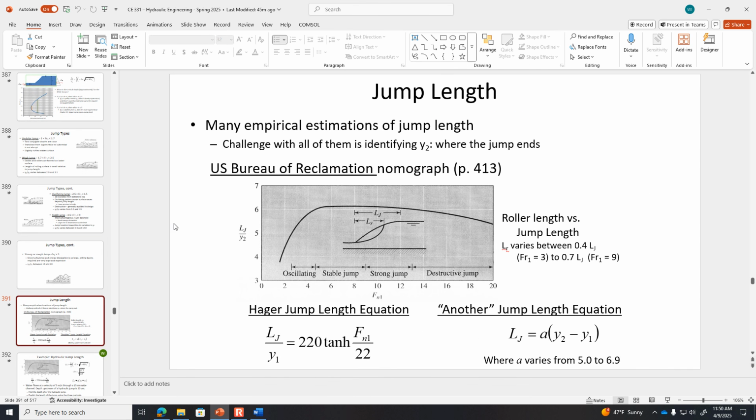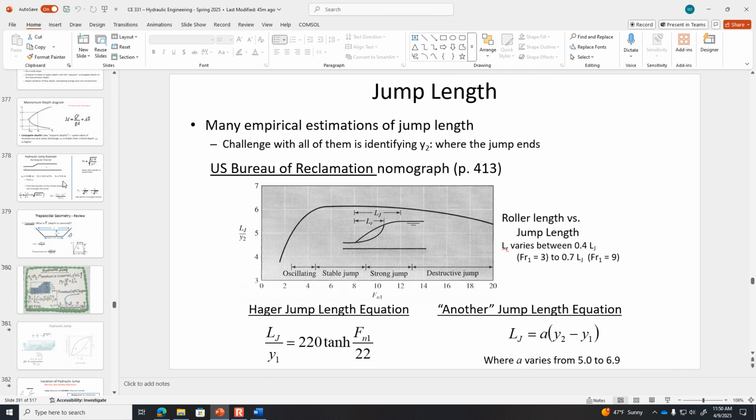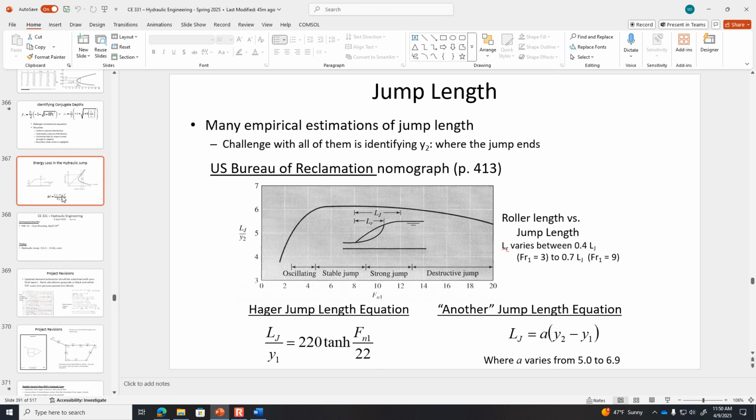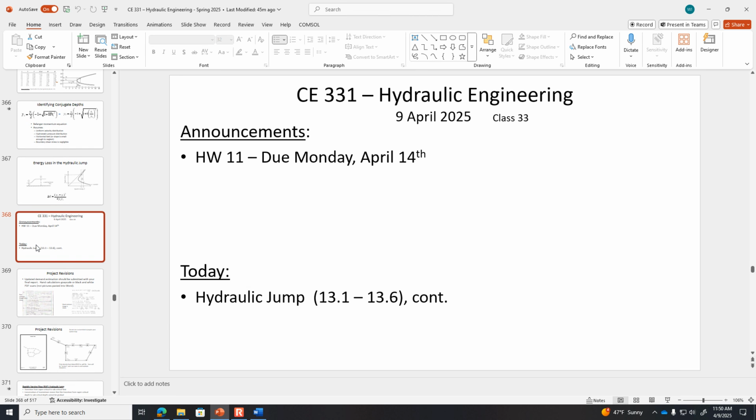Okay, so we're done for today. When we get together on Friday, we'll talk a little bit more about hydraulic jumps. I hope that we'll take a brief field trip down the hall to the hydraulics lab. So I'll see you for that on Friday.